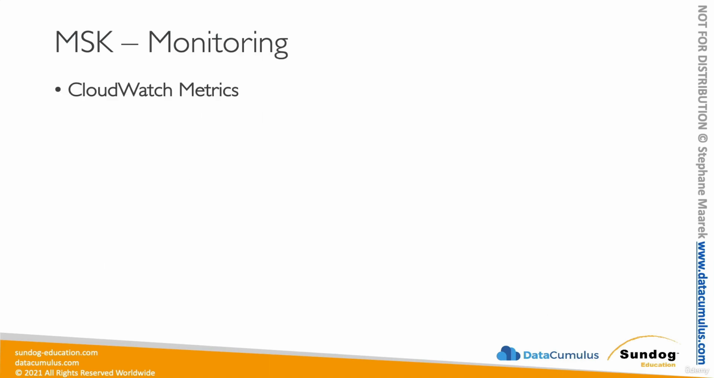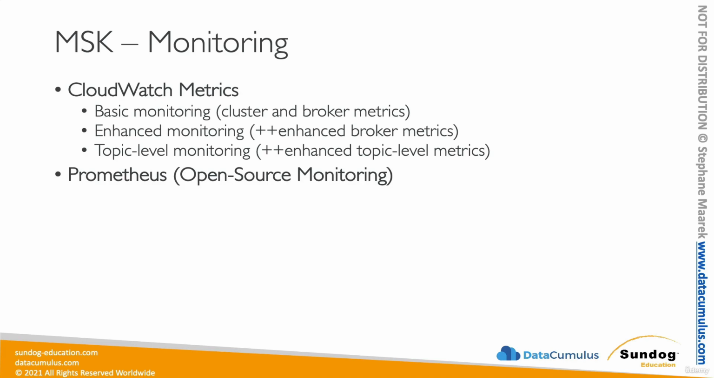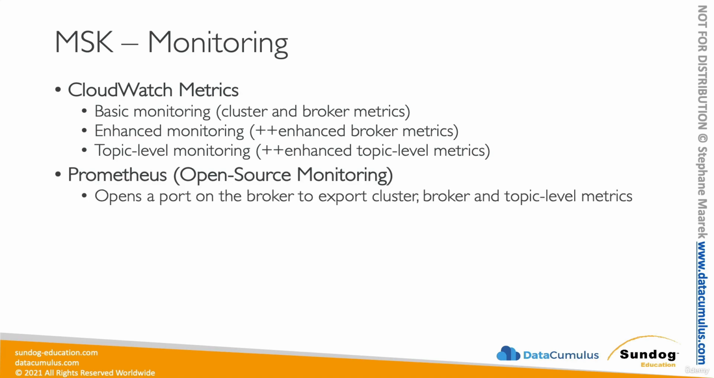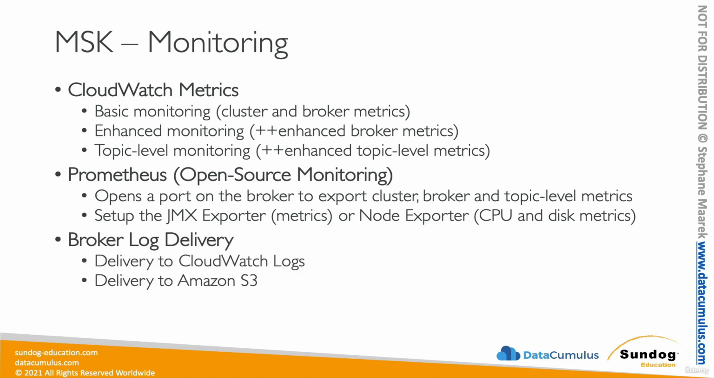Next, we have monitoring. So we have CloudWatch metrics at 3 levels. We get basic monitoring to get cluster and broker level metrics, enhanced monitoring to get more broker metrics, or topic level monitoring, so for each data stream within your cluster. And this allows you to get enhanced topic level metrics. You get Prometheus for open source monitoring, which allows you to extract data directly using the JMX exporter or the Node exporter using the Prometheus protocol. And broker log delivery can be done to CloudWatch logs, Amazon S3, or Kinesis data streams.